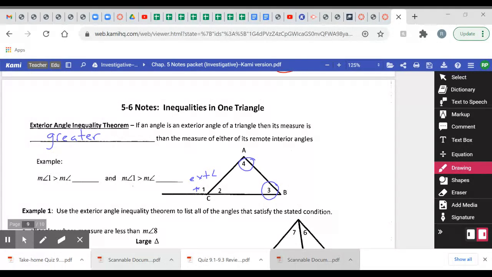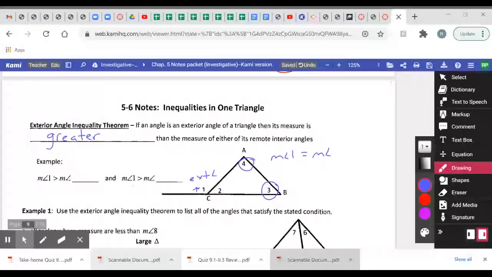So what we said earlier in the year is that the measure of angle 1 is equal to the sum of the two remote interior angles, and sum means add. So we'd say plus, oops, I meant that to be an angle symbol. Measure of angle 3 plus measure of angle 4.